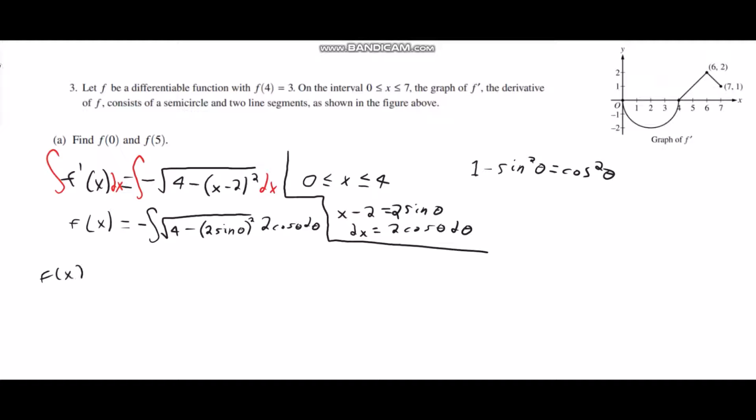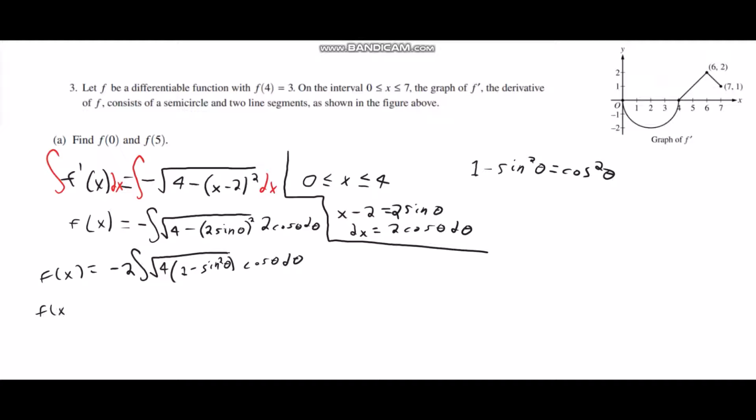We have f of x equals negative. I have this 2, I'll bring that to the front of the integral. So we have negative 2 integral square root. When you square 2 sine theta, you get 4 sine squared theta. I'm going to factor out the 4 from both terms. So we have the 4, we have 1 minus, and then remember, this right here is 4 sine squared theta. So when we factor out the 4, we just get sine squared theta. And then I brought this 2 to the front, so we just have the cosine theta d theta left.